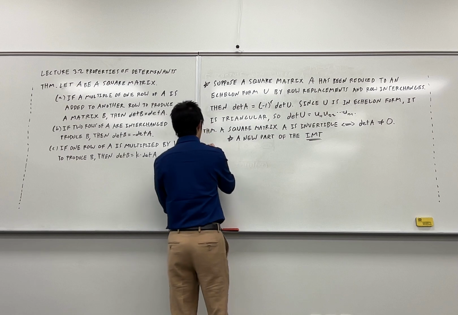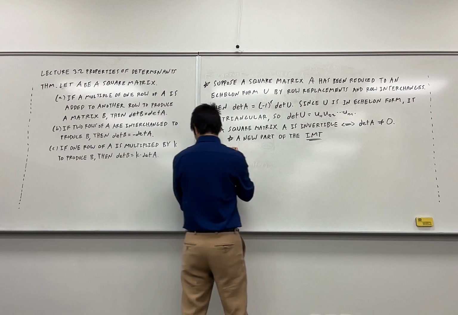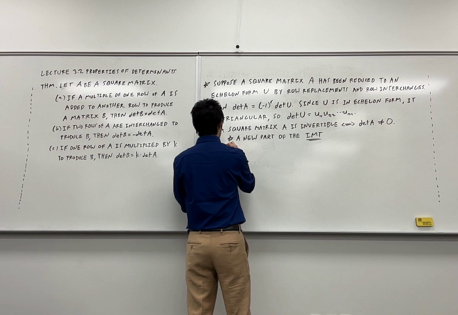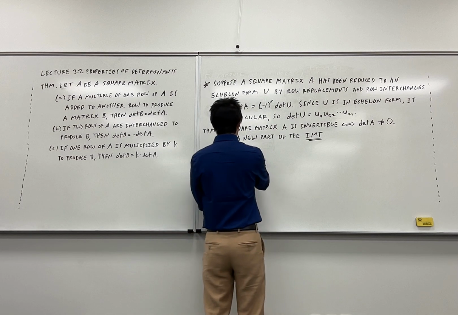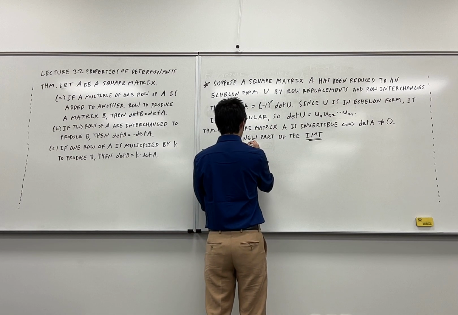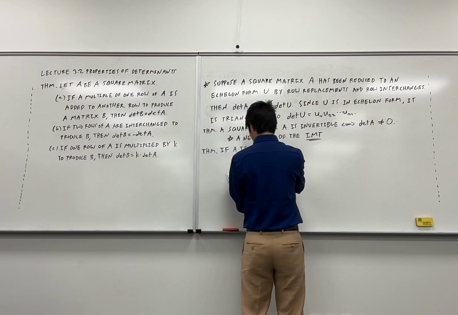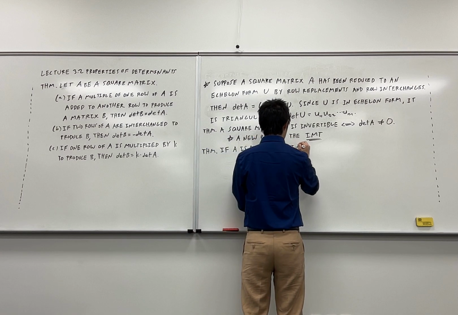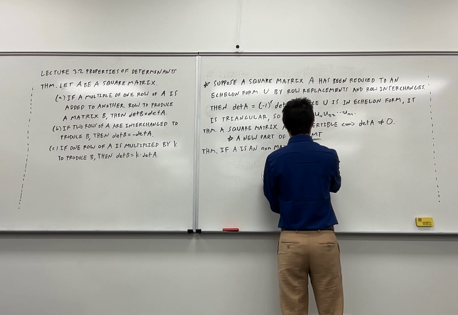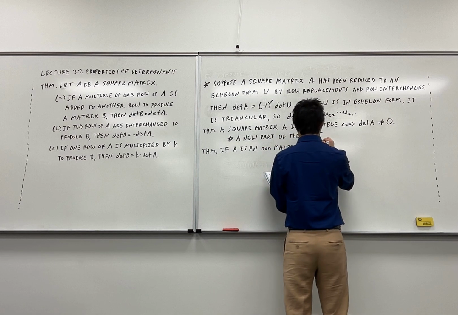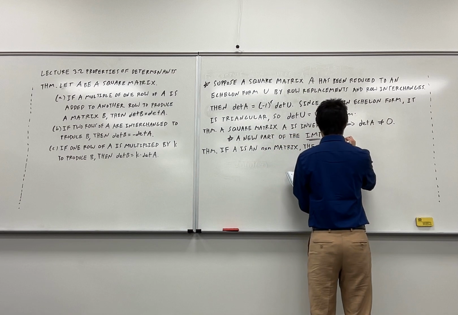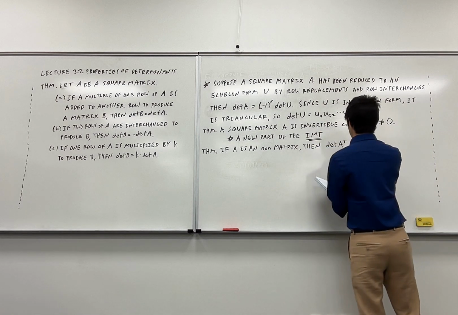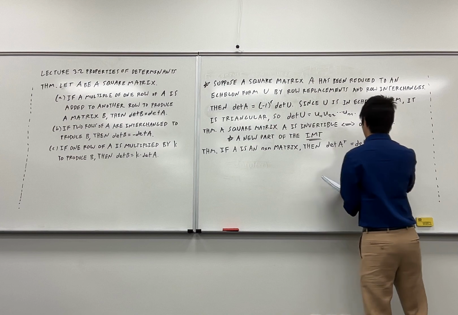Here's a simple theorem. We may prove this one, maybe not, but it's good to know for convenience's sake. If A is an n by n matrix, then the determinant of the transpose of A is the same thing as the determinant of A itself.